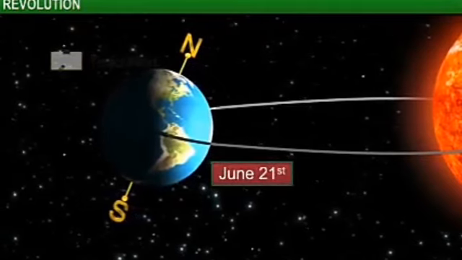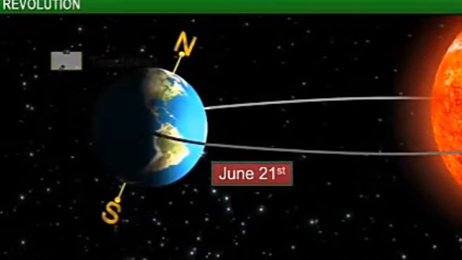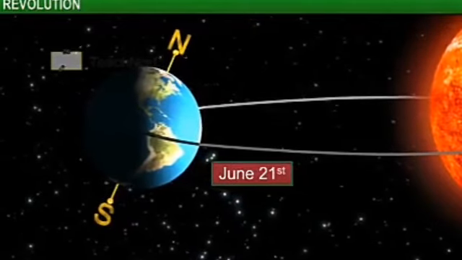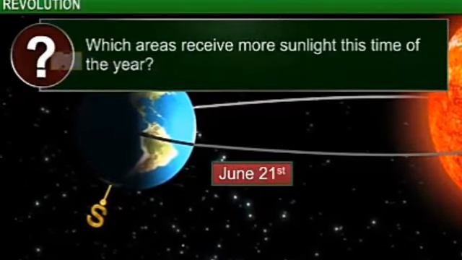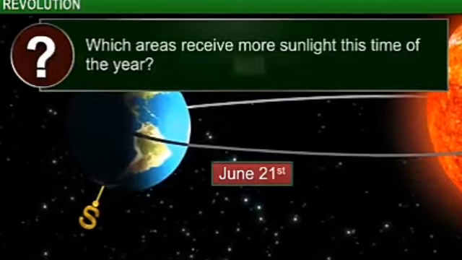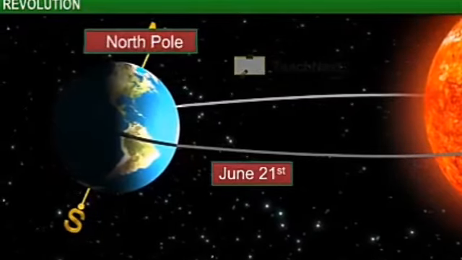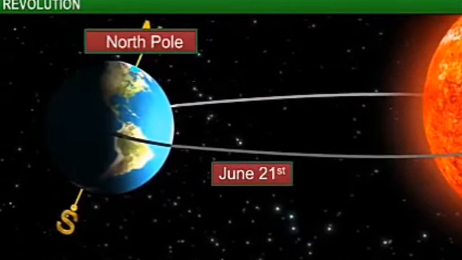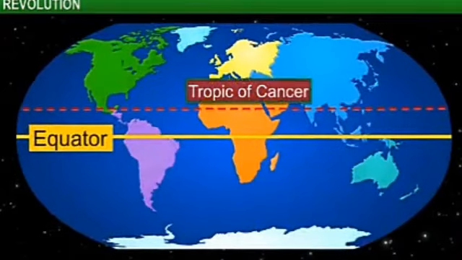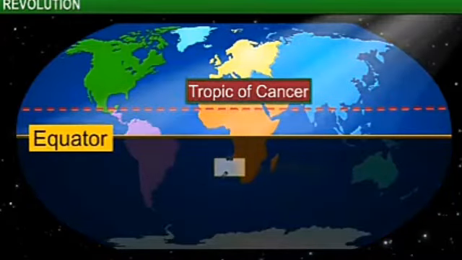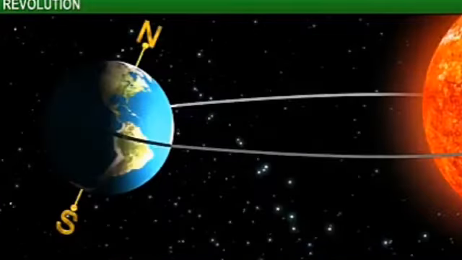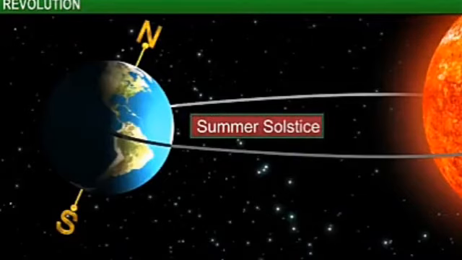On June 21st, the position of the Earth is as seen here. Try and identify the areas that receive most of the sunlight due to the tilt. As you can see, the North Pole is tilted towards the Sun. You will recognize this area as the Tropic of Cancer. This area receives direct sunlight, and as a result, it is summer in the Northern Hemisphere. This position of the Earth is called the summer solstice.